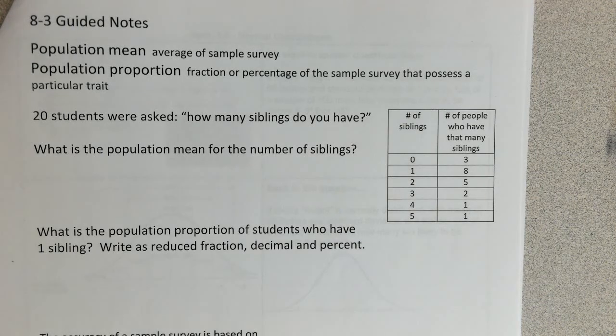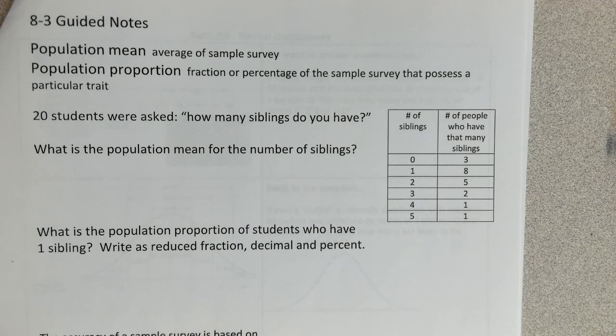All right, let's talk about section 8.3. First definition that we're going to look at here is called population mean, and that is just the average of a survey of the entire population.